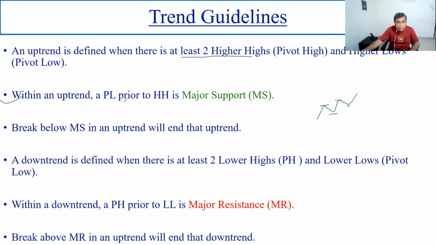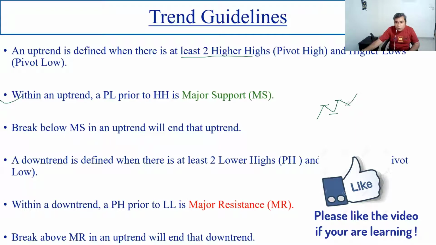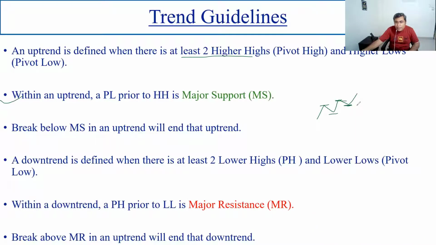The second point says here is that a pivot low prior to a higher high is called a major support, right? So when an uptrend is forming, and whenever this pivot high or higher high is taken out by the prices, a pivot low prior to this will be defined as a major support area.